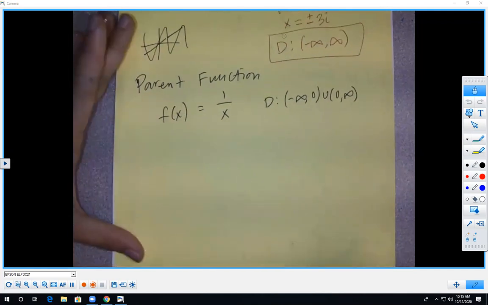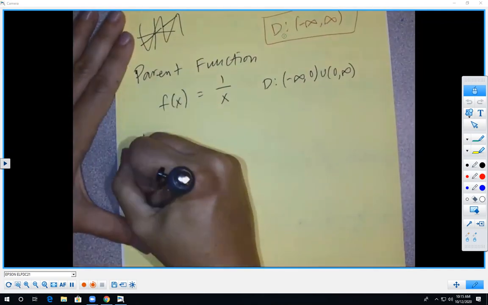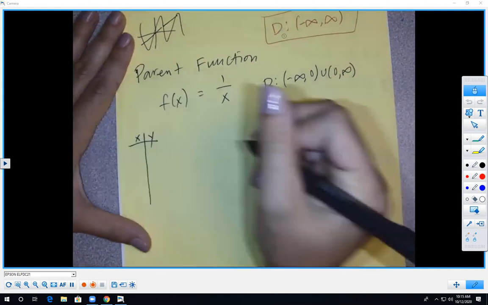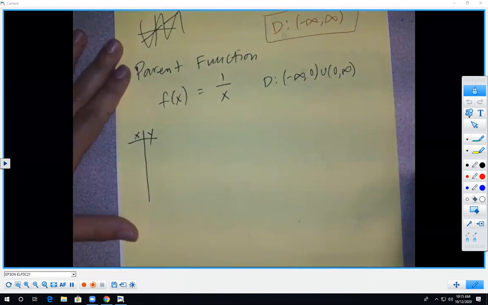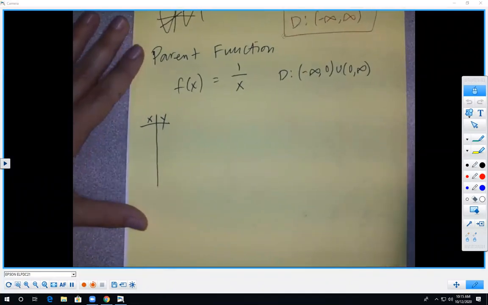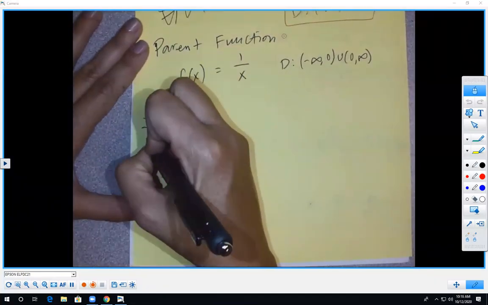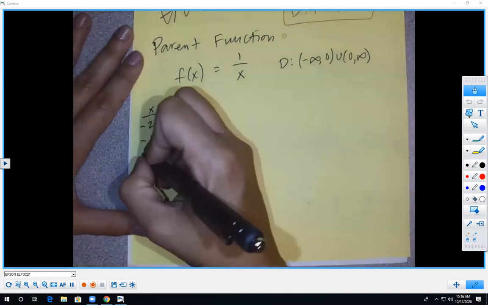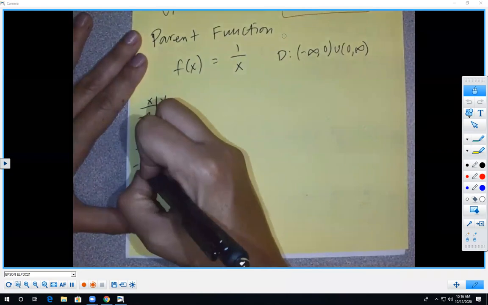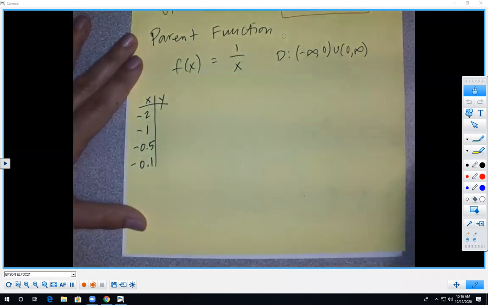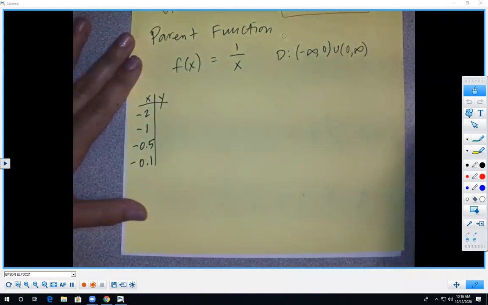Okay, so when I graph it, I'm going to make a table of values here. I can't pick the number 0 here, because if I go to plug it in, it's not going to work, right? So let me pick -2, let me pick -1. Let's go ahead and pick -0.5 and -0.1. And you'll see why in a minute when I pick those numbers. And then I need to pick numbers bigger than 0 also.